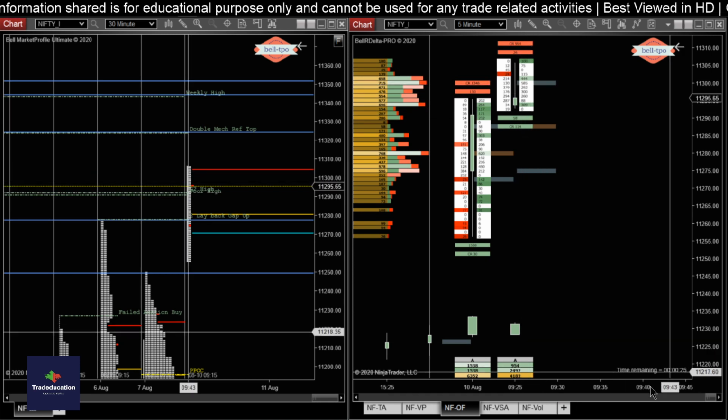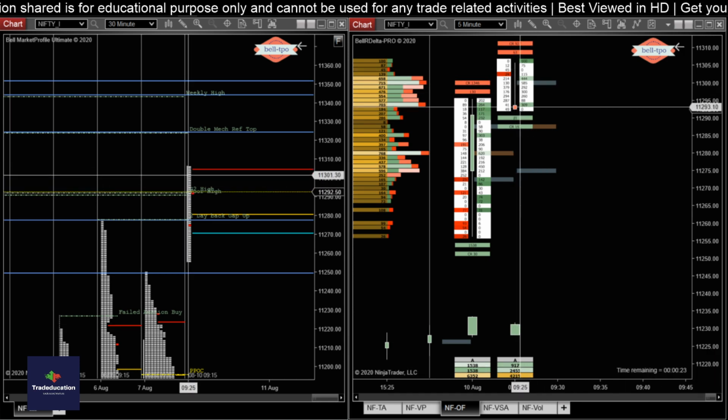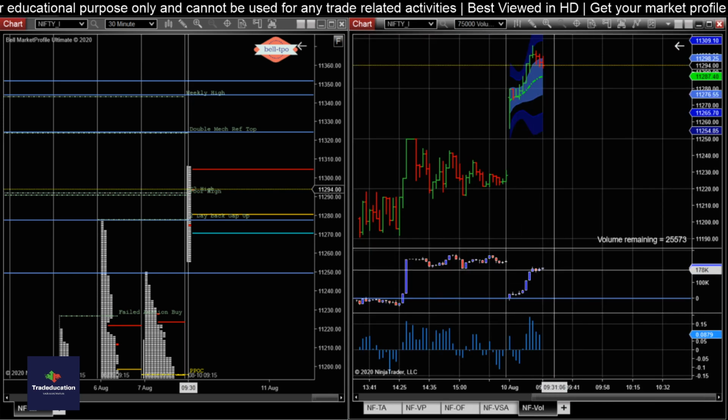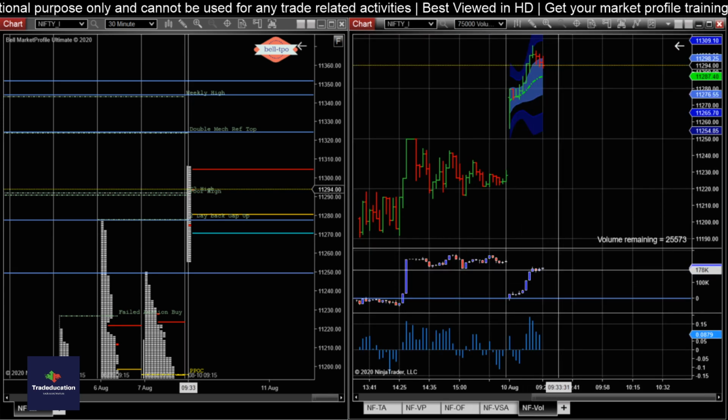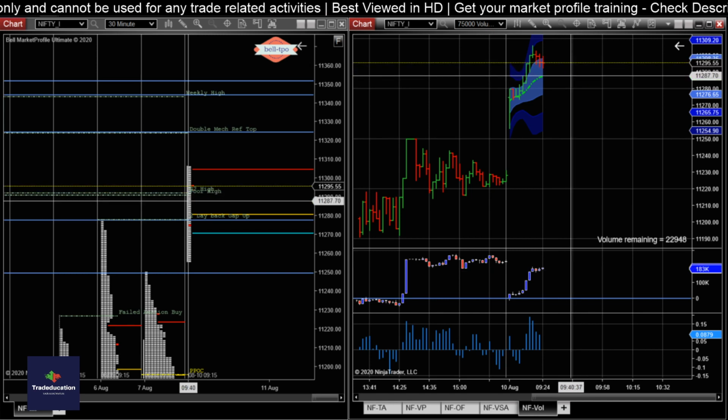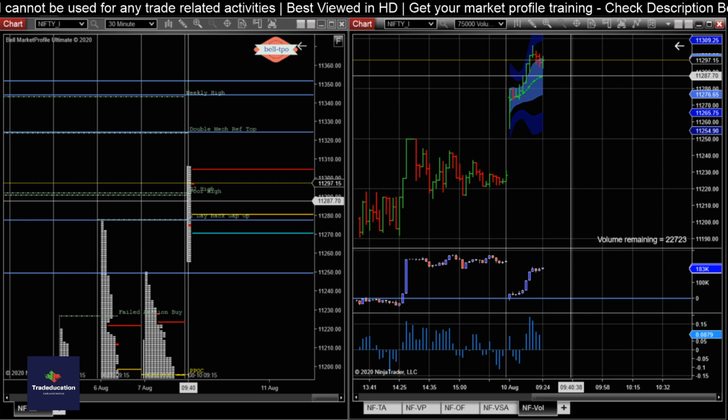We're just 26 seconds away, 4,000 contracts traded. Let me see if there is any. So the cumulative delta is flat. So we need to have a VWAP retest at this level. So 11,287.